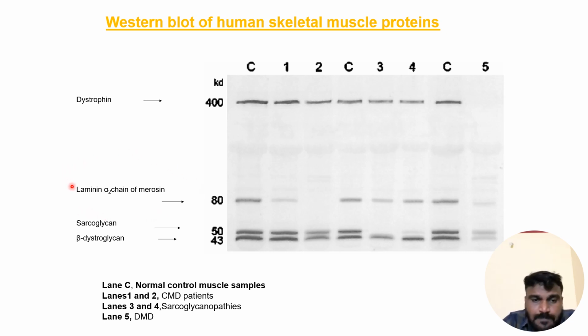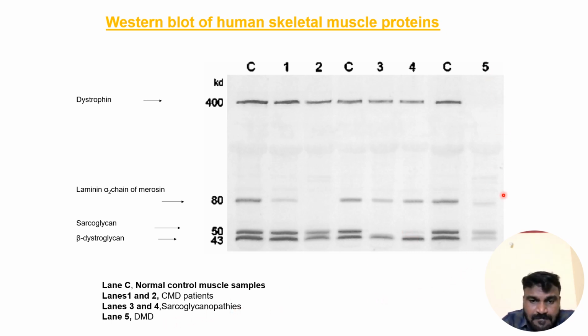Merosin protein is an extracellular matrix protein which helps in the anchoring of the dystrophin that gives the muscle cell integrity. So in case of patient 2, the protein is completely absent, whereas in case of patient 1, the protein level is very less. Similarly, coming to cases 3 and 4, which is sarcoglycanopathies, a form of muscular dystrophy. You can see that in 3, the sarcoglycan is completely absent, and in case of 4, it is very low. So the loss of these proteins led to sarcoglycanopathy.